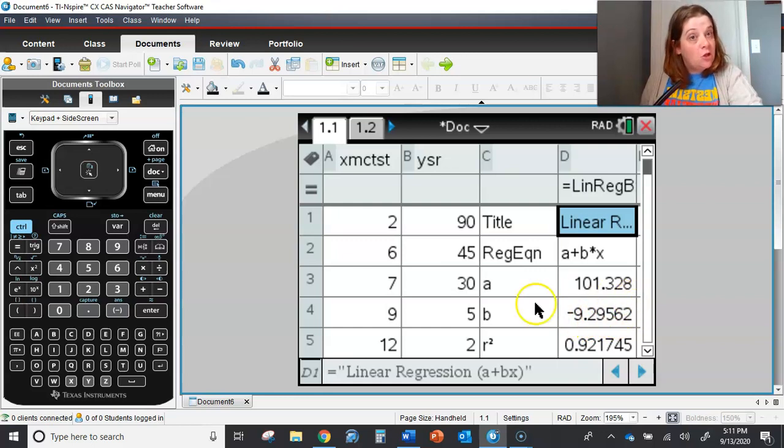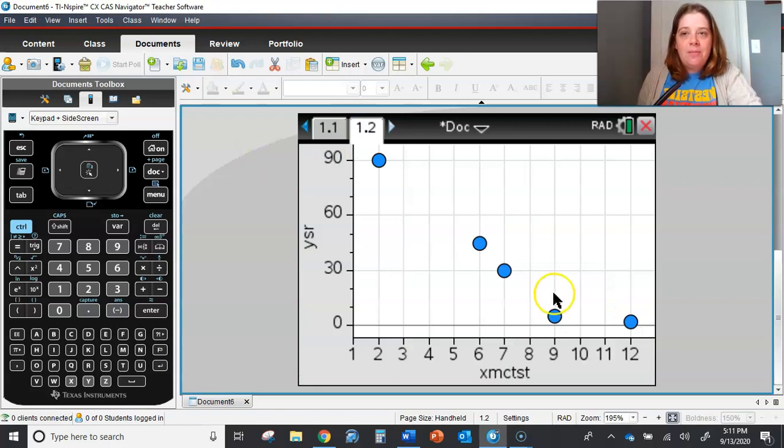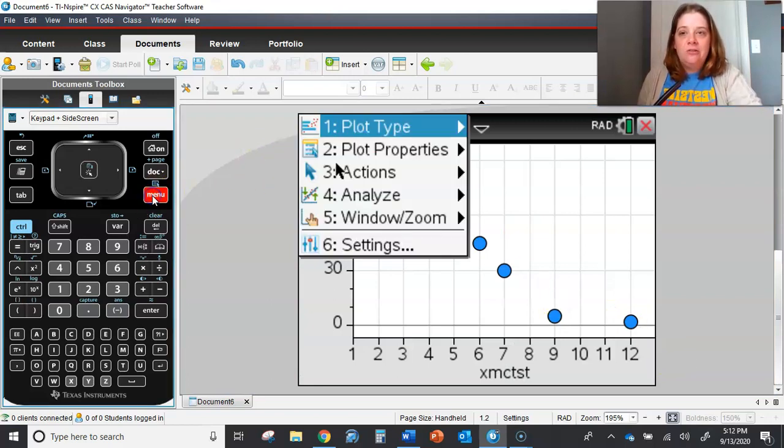And remember, B is the slope for statistics, so that makes sense. It's negative because it looks negative. I've got my R squared right here, and then R is negative 0.960. And just while we've got this calculator up, I'm going to look and see what that line looks like.